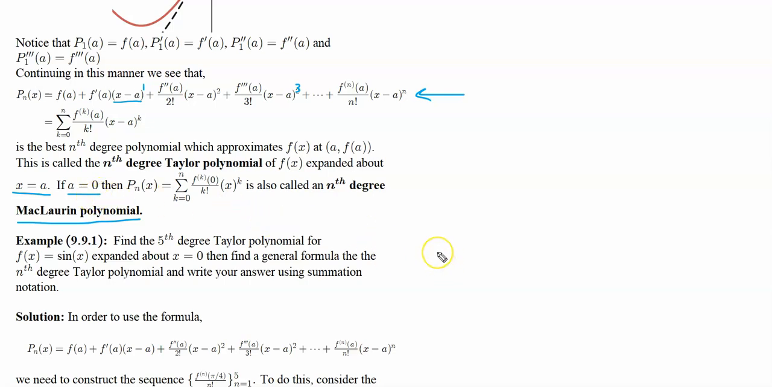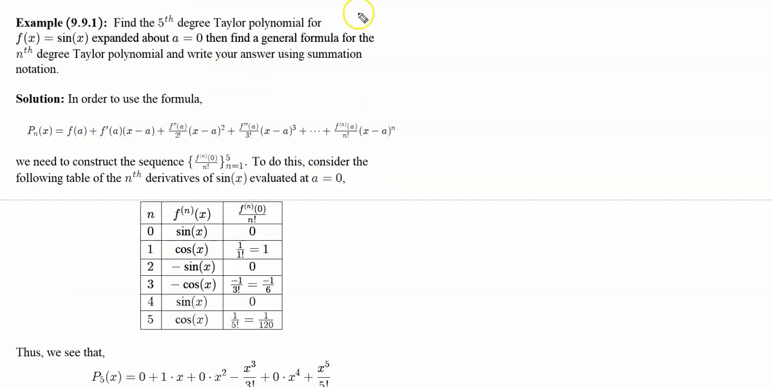Let's take a look at an example down here. Now in this example, we want to find a 5th degree Taylor polynomial for the sine function expanded about 0. And then we want to find a general formula for the nth degree Taylor polynomial and write our answer using summation notation. Now, what we have to do here is apply this formula that we have for the nth degree Taylor polynomial.